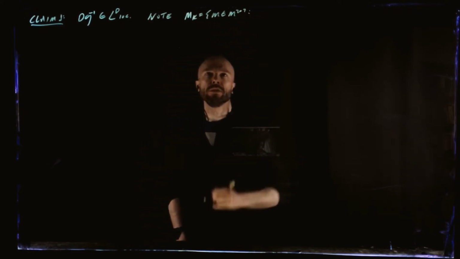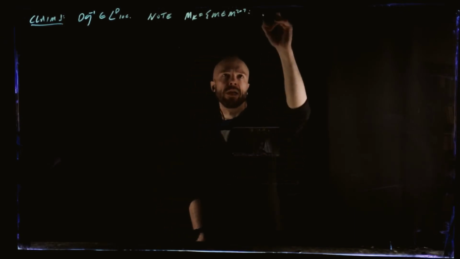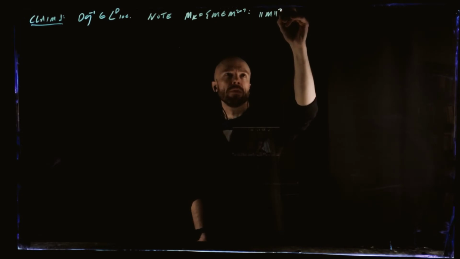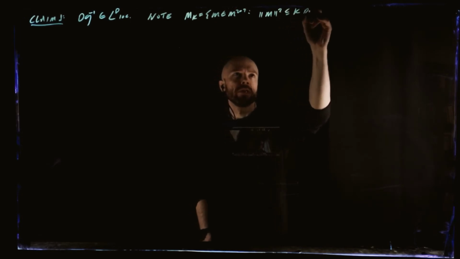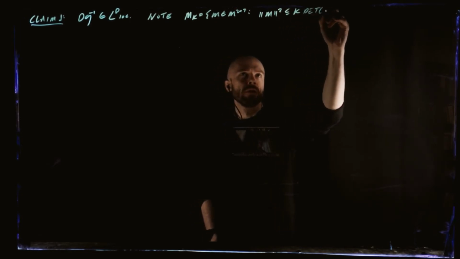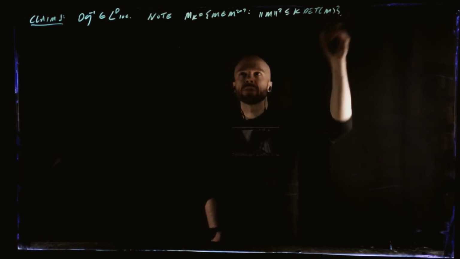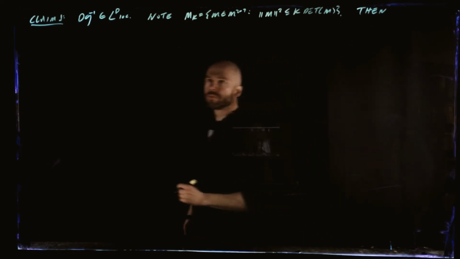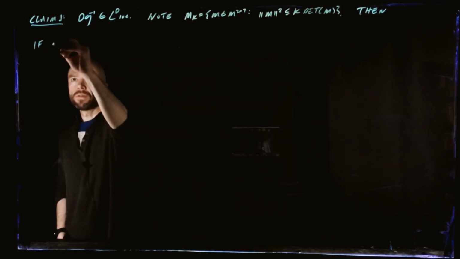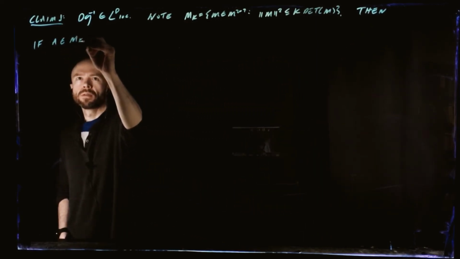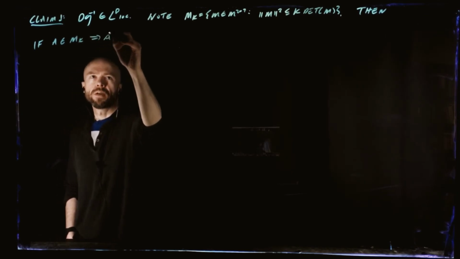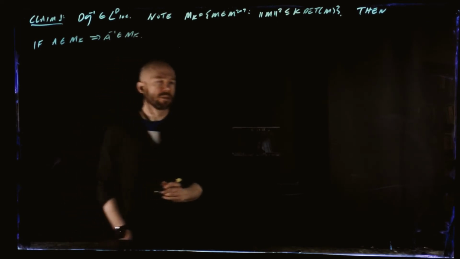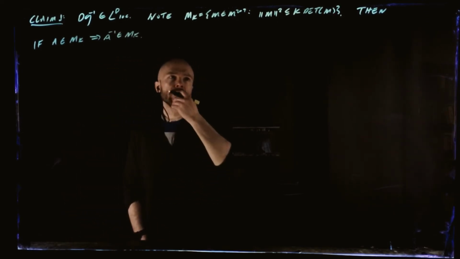I mean, this will work in n by m, but let's just do this in 2 by 2, such that the squared norm is less than K times the determinant of M, like this. Then if A belongs to this set, this implies that A^{-1} also belongs to this set, which is not too hard to see.